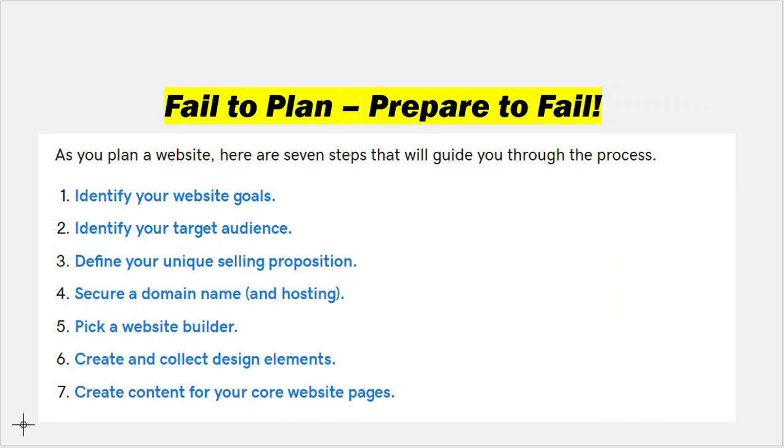Okay, so remember, if we fail to plan, we prepare to fail. Here are 7 steps that will guide you through the process of planning and preparing for your website, and the first several of them we've already discussed. So, identify your website goals. Remember, these are broad and general, and then we'll drill down those goals into specific, concrete objectives. What we want to achieve with our website.